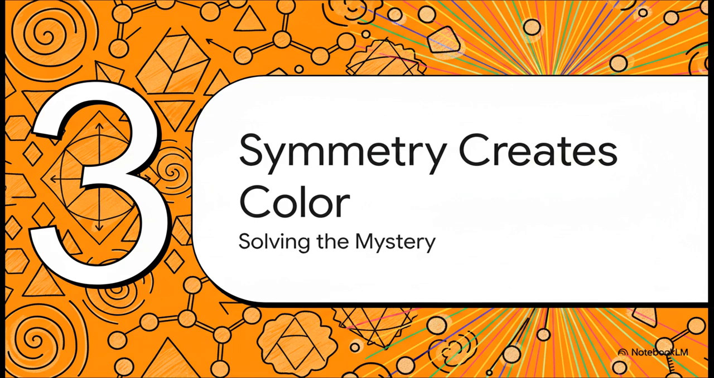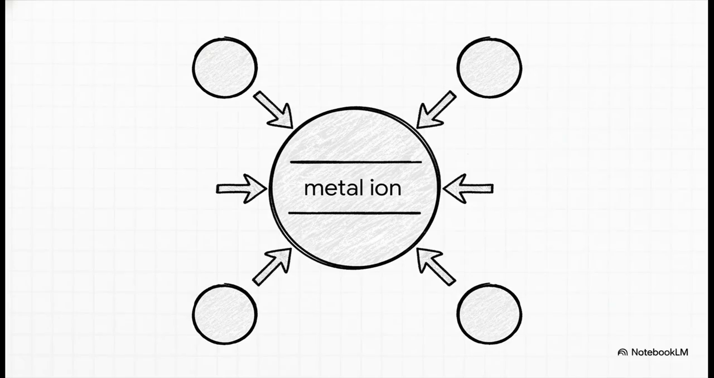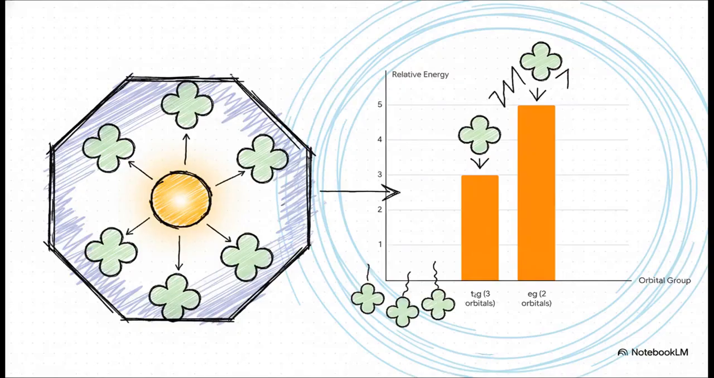All right, now that we have this new language, we can finally go back and solve our original mystery. How does the symmetry of a molecule actually create its color? Well, the answer comes from a concept called crystal field theory. This theory zooms in on a central metal ion and basically treats the atoms surrounding it, the ligands, as simple points of negative charge. It then shows us how the symmetrical arrangement of those charges messes with the energy levels of the metal's own electrons. And this slide shows the incredible effect.